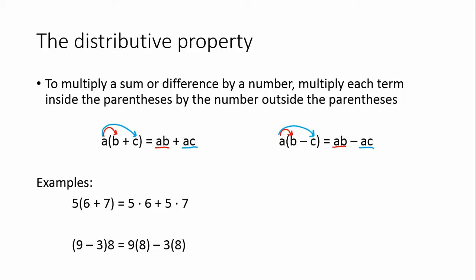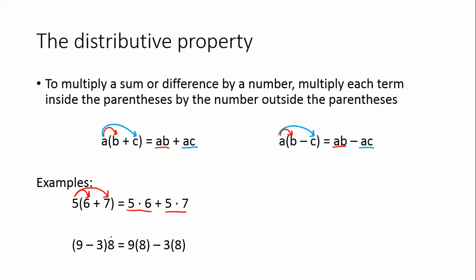Here are some examples using actual numbers. 5 times (6 plus 7). And I'm just showing you the distributive property. We're not going all the way through and evaluating. But you would do 5 times 6, which you see here, and then you would do 5 times 7, which you see there. The next example looks a little different because now we have the number behind the parentheses, but it still indicates multiplication.